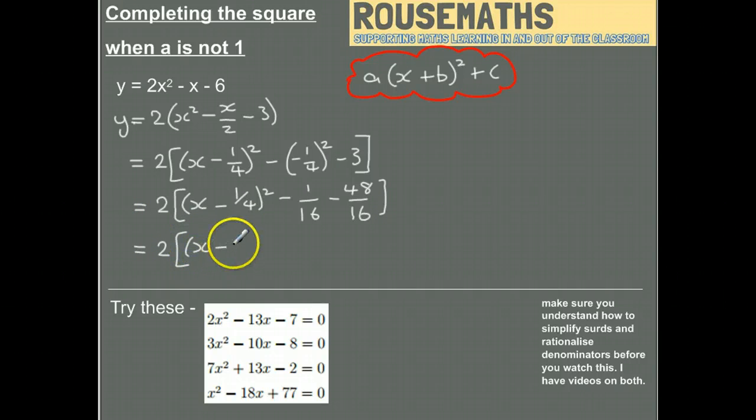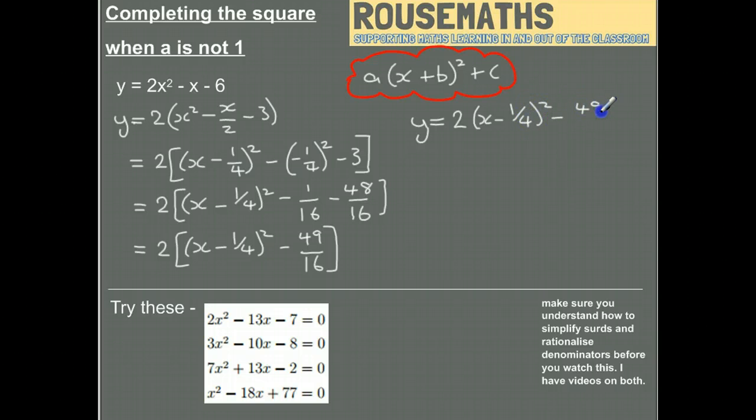Now that we've found our bracket squared, we need to bring these two terms together. That's minus 49 over 16. One final step is that y is equal to, and I'm just going to multiply everything out by the 2. By multiplying by 2, my denominator changed from 16 to 8.